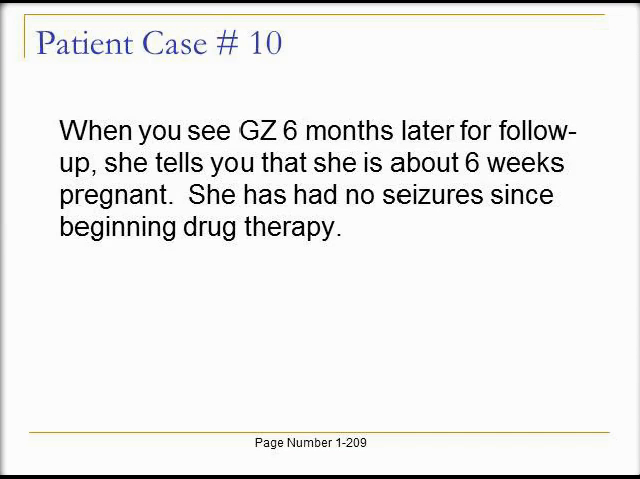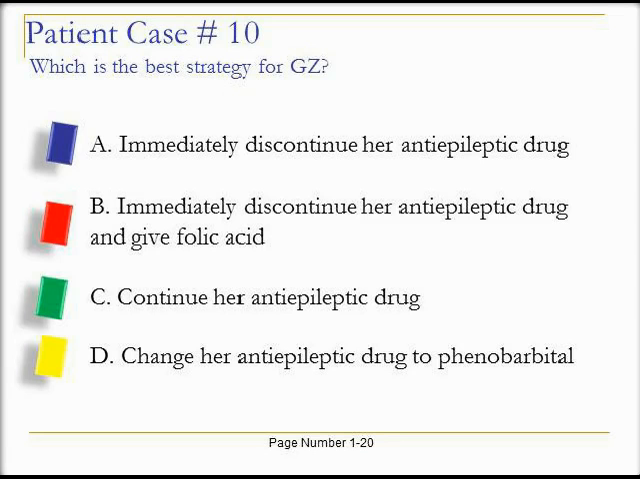So when we see this patient back 6 months later for follow-up, she says, "Oh, I'm 6 weeks pregnant. She's had no seizures since she started drug therapy." So what should we do? Immediately stop her anti-epileptic drug, immediately discontinue the drug and give folic acid, continue her anti-epileptic drug, or change her anti-epileptic drug to phenobarbital. This one I usually get a little controversy. You all seem very united on it, though. I would continue her anti-epileptic drug.